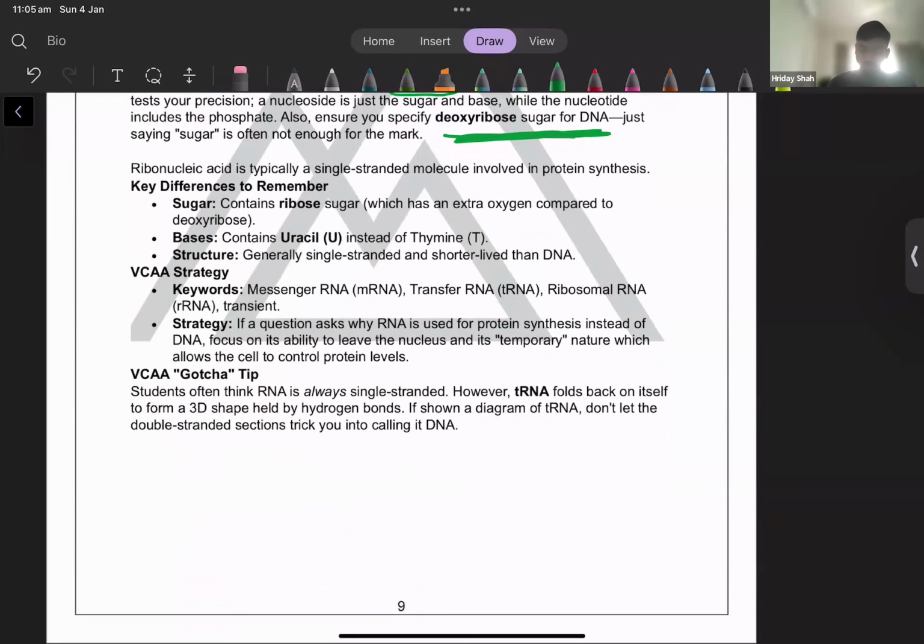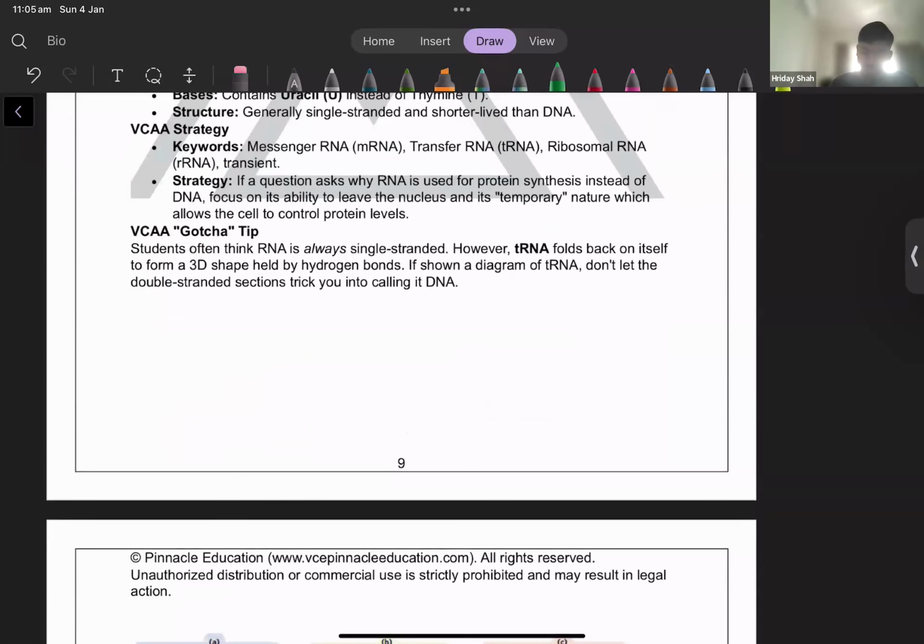I think the rest you can read if you want to come back to it. This tip here, again, we did cover it. Just make sure you can't make the assumption that RNA is single-stranded. It is mostly single-stranded, but not always single-stranded.